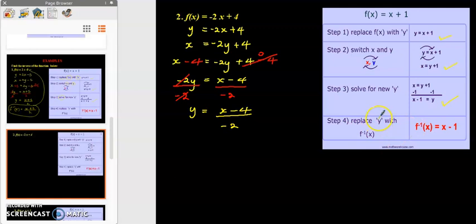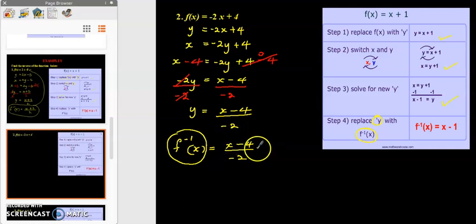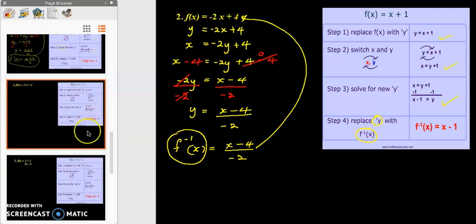Step 4, replace y with f inverse x. So we replace the y: f inverse x equal x minus 4 over minus 2. And this is our answer. This actually represents the inverse, right? The minus 1 thing there. So this is the inverse for this function. So straightforward. Once you follow the steps, then you will have minimal issues to solve these.